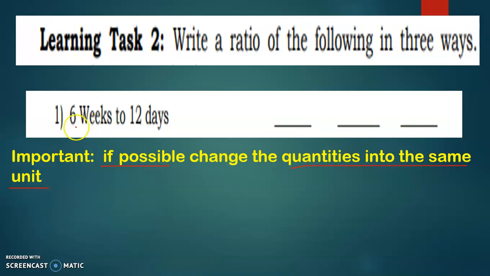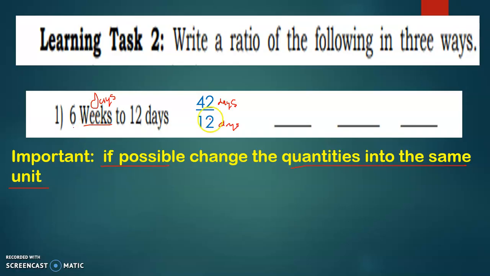So, kung makikita natin, 6 weeks or the weeks ay pwede mong gawing days yan. Okay? So, i-convert mo siya. So, ilang days ang 6 weeks? So, i-multiply mo lang yan sa 7. So, that is now 42 days is to 12 days. Para sila ay magkaroon ng unit. 42 days na to. Okay? And then, ito naman, 12. This is days pa rin.